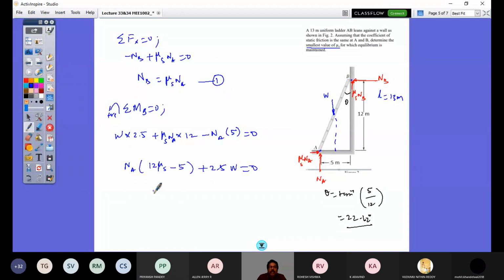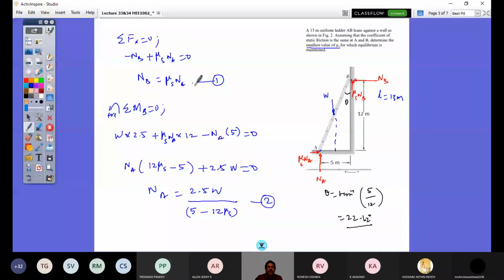So I can write NA as 2.5 W divided by, I take that minus sign to this side, so it is going to be 5 minus 12 mu s. So this is equation 2. So I have NA in terms of W and NB in terms of NA. Now I have my third equation. What is my third equation?